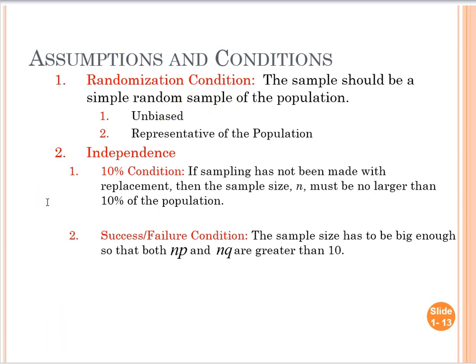The next condition is that of independence. Remember that independence means that one trial doesn't affect the results of another trial. So with a coin flip, this is pretty obvious: if you flip the coin once, it doesn't affect the results of the next coin flip. So you can flip 10 heads in a row, and the 11th coin flip is still going to be 50-50 heads.